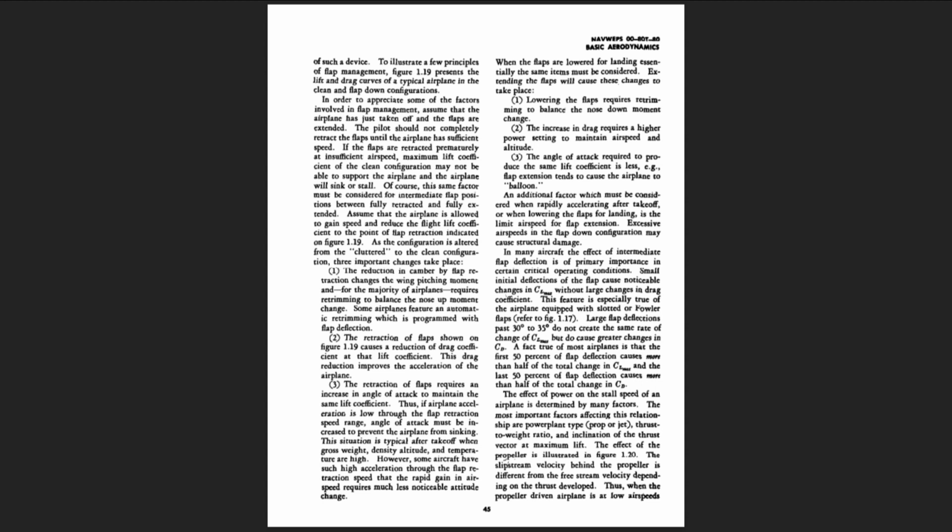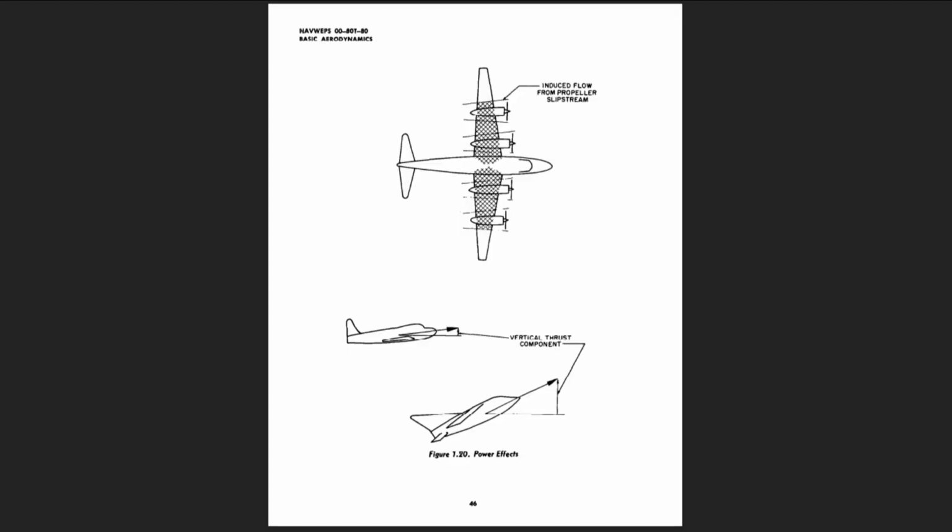A fact true of most airplanes is that the first 50% of flap deflection causes more than half of the total change in CL max, and the last 50% of flap deflection causes more than half of the total change in CD. The effect of power on the stall speed of an airplane is determined by many factors. The most important factors affecting this relationship are power plant type, prop or jet, thrust-to-weight ratio, and inclination of the thrust vector at maximum lift. The effect of the propeller is illustrated in Figure 1.20. The slipstream velocity behind the propeller is different from the freestream velocity depending on the thrust developed.